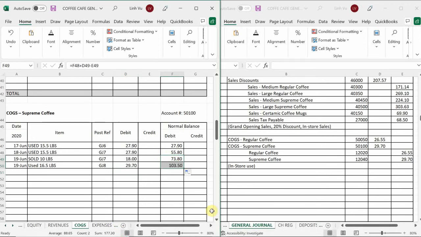How much is it? You said $27.90, right? I mean no, $29.70, because I miscalculated that one previously, and then I didn't fix it on this one. Okay. No, you have it right. Okay, so 103.50.